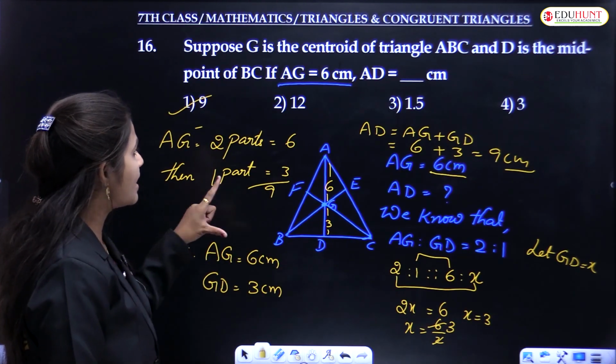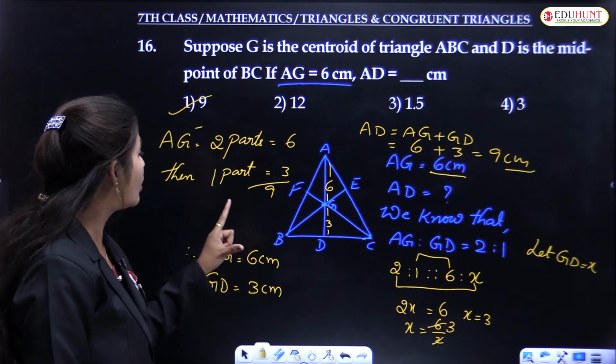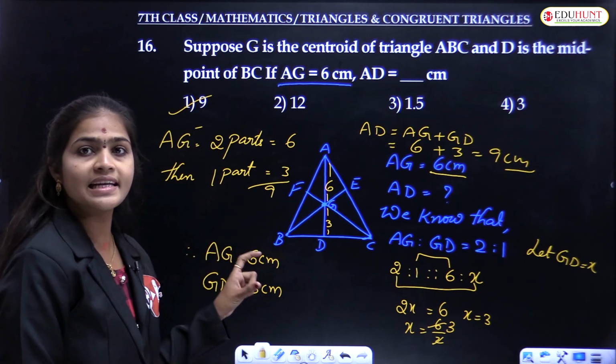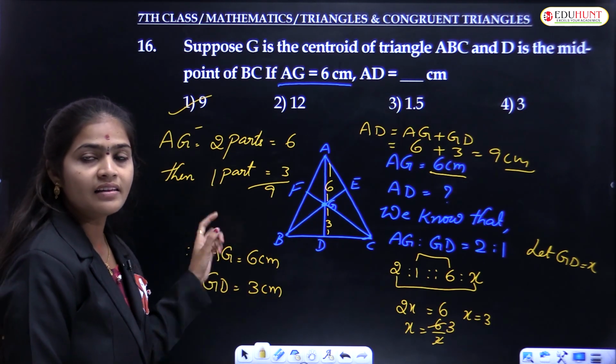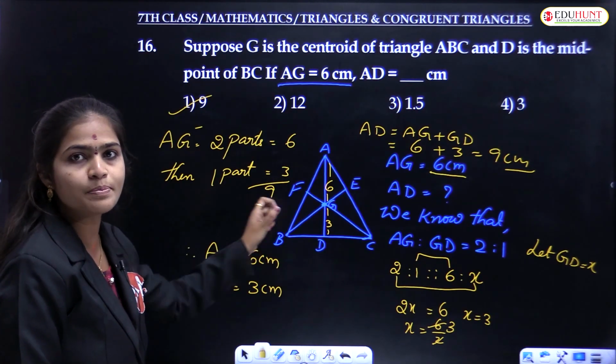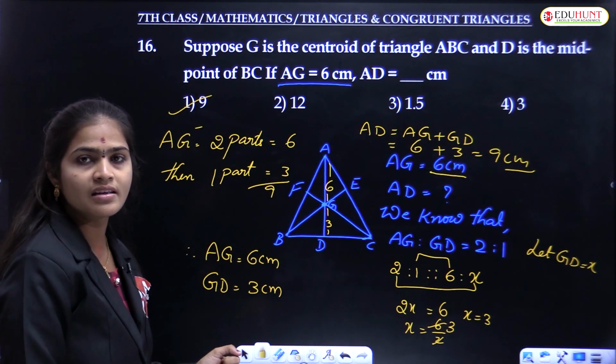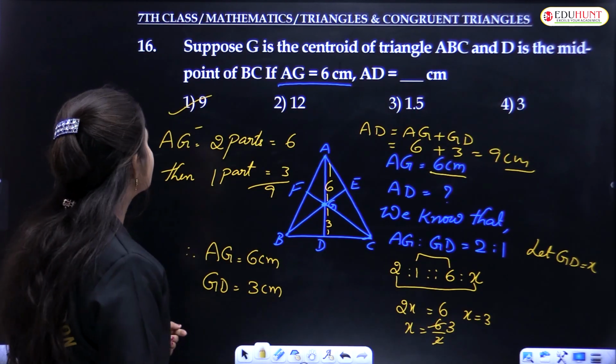Why? Because they are asking AD. Not they are asking GD. If they ask GD, the answer is 3. They are asking AD, no? So that's why here 6 plus 3 is equal to 9 centimeters. Is it clear, children? So let us see the next one.